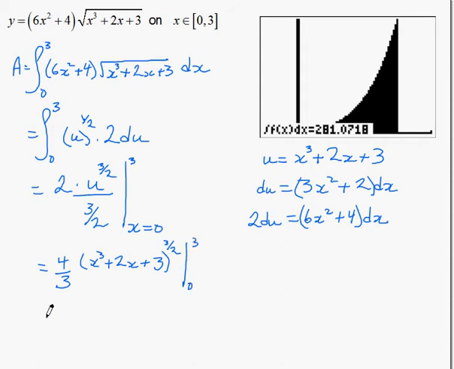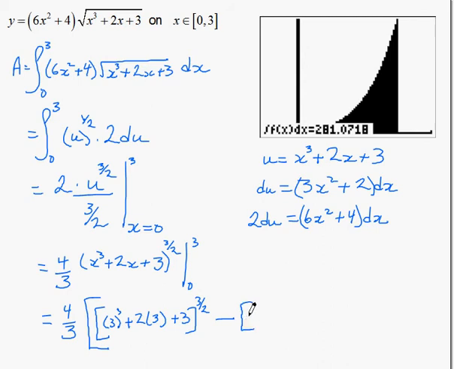Plugging in the value, we can leave the 4 over 3 outside of everything because it's constant. So we can put here 3 cubed plus 2 times 3 plus 3, and that's to the power of 3 over 2. And then we have to subtract 0 cubed plus 2 times 0 plus 3, and that also is to the power of 3 over 2.